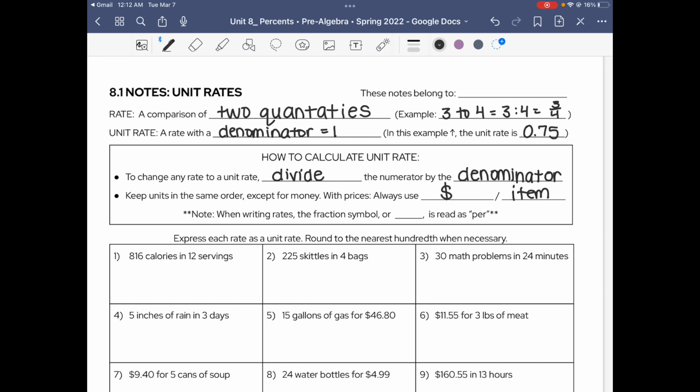Because we buy things by the number of items, not by the number of dollars. Okay. And then one note at the bottom is when writing rates, use the fraction symbol or the slash. It is read as the word per. So if you find out that something costs $5, that's $5 per item.